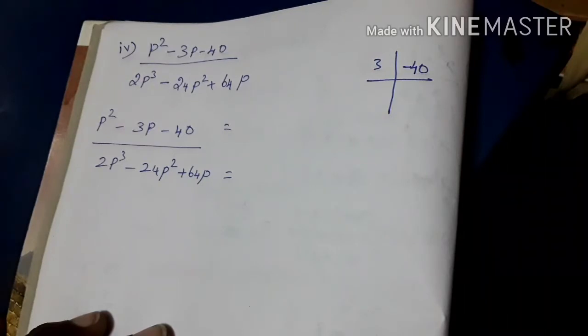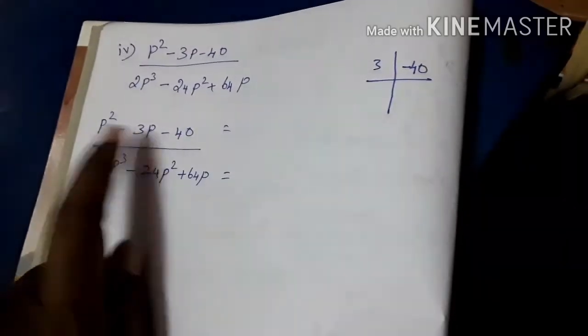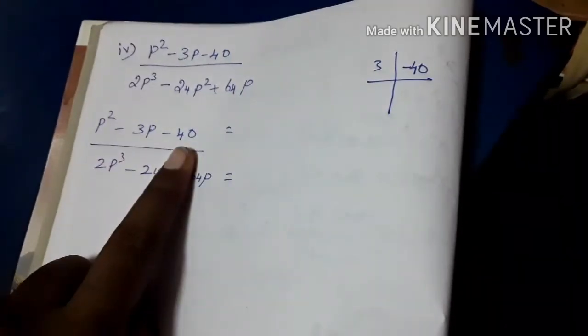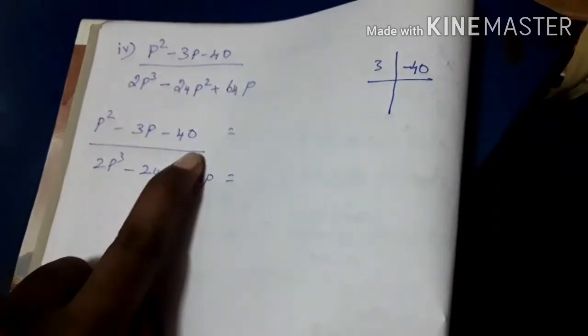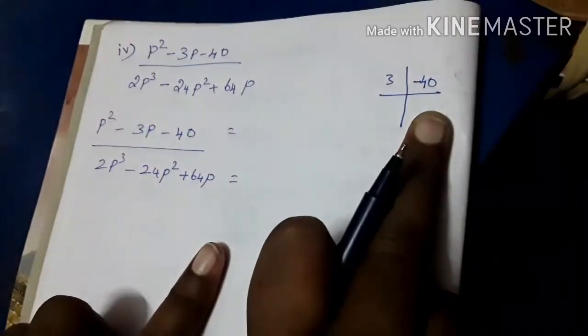Next we will see the fourth sum. P square minus 3p minus 40 divided by 2p cube minus 24p square plus 64p. So first we will see the first polynomial, p square minus 3p minus 40. We can't take any common terms, so directly we go for factorization.